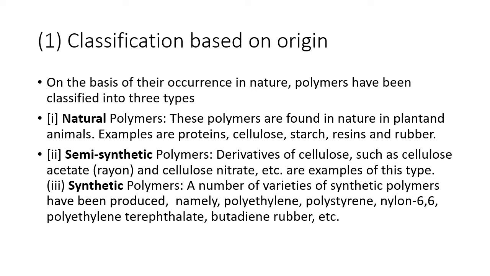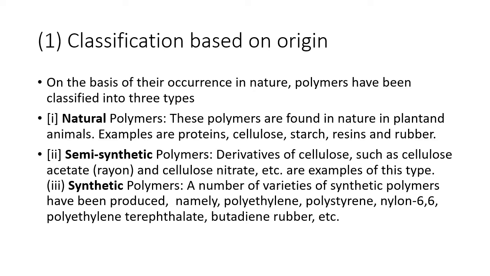On the basis of their occurrence in nature, polymers have been classified into three types. First is natural polymers. These polymers are found in nature, in plants and animals. Examples are protein, cellulose, starch, resins and rubbers. They all are natural polymers.